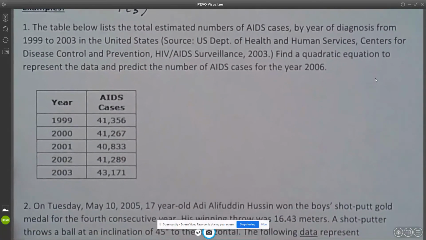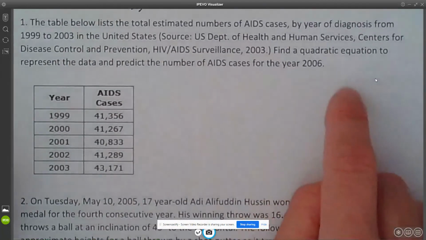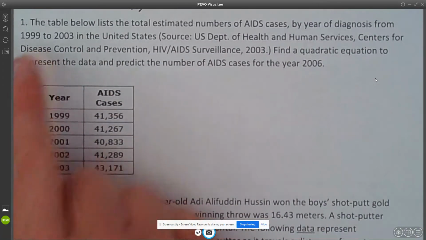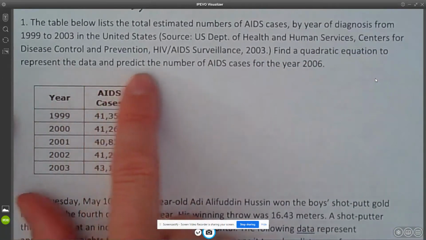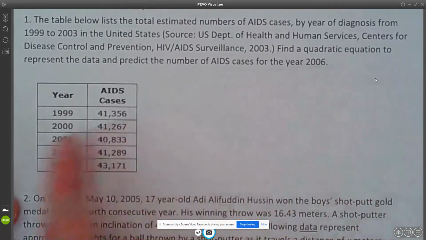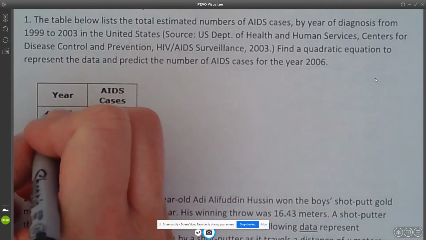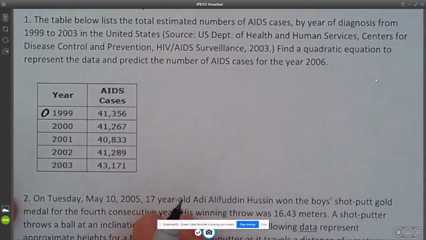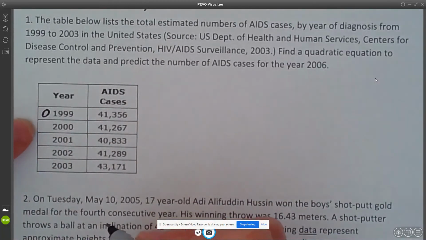It says the table below lists the total estimated numbers of AIDS cases by year of diagnosis from 1999 to 2003 in the United States. Find a quadratic equation to represent the data and predict the number of AIDS cases for the year 2006. Now, here's where the year thing comes in. This year, 1999, that's our year zero. So when we go to Desmos, we're going to put 0 for that year. We're not going to put 1999.